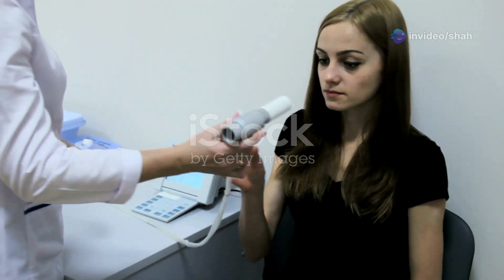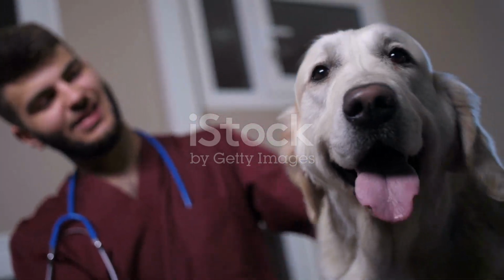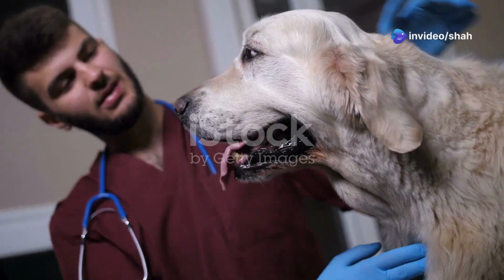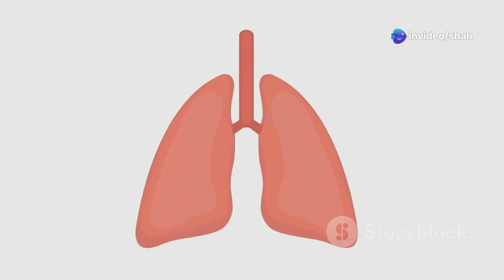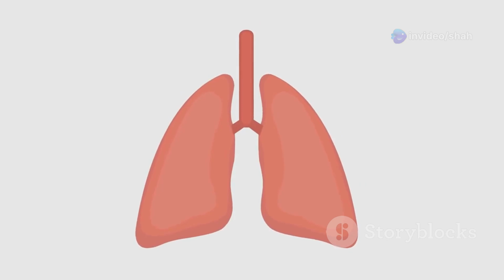Lung function is measured using volumes and capacities. Tidal volume, or VT, is the air inhaled or exhaled per breath, which is roughly 10 to 20 milliliters per kilogram. Then we have inspiratory and expiratory reserve volumes, IRV and ERV, which represent the maximum additional air you can breathe in and out beyond the tidal volume.